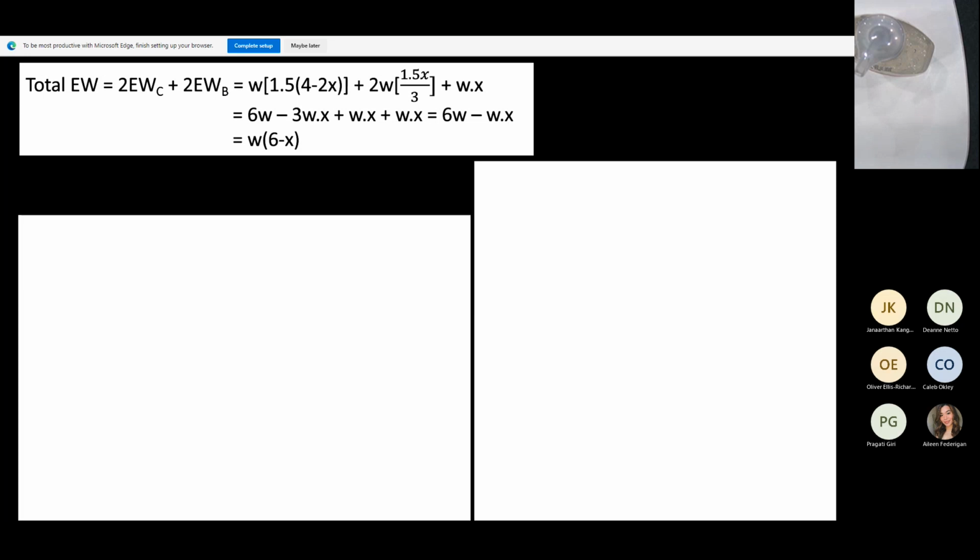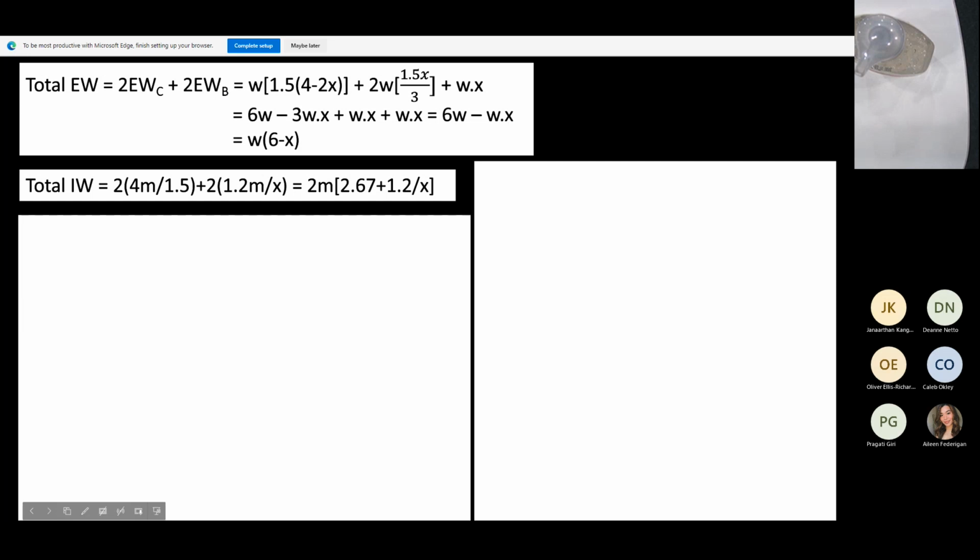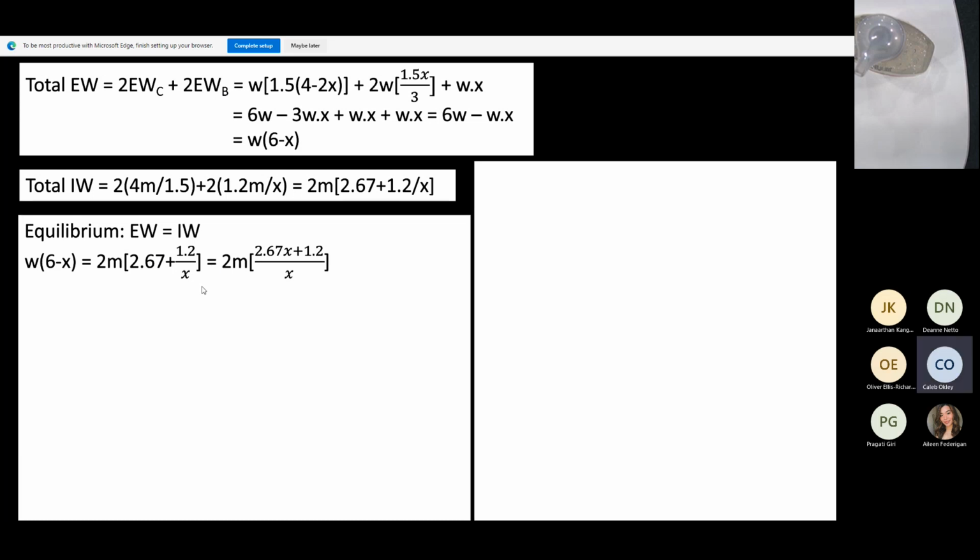So now we know the internal work, and we know the external work, and we're going to put the 2 together for equilibrium. External work equals internal work. Are there any questions? Anything at all? Clear? Okay. So we have total external work equals internal work, so equilibrium. So we put the 2 together, as I said. So you've got W times (6 minus X) equals the internal work, which gives me this.